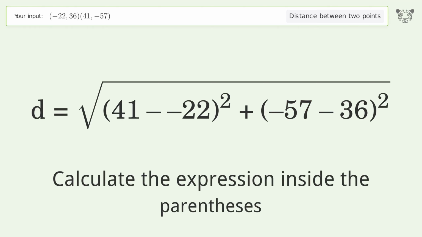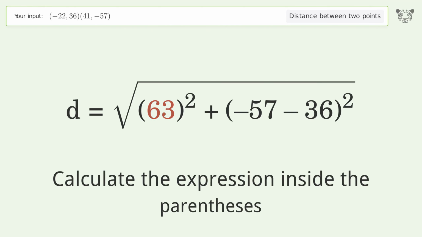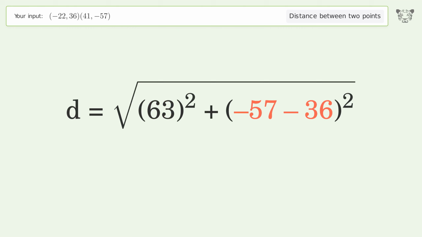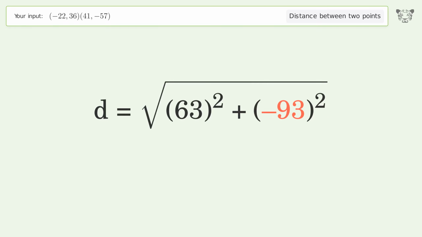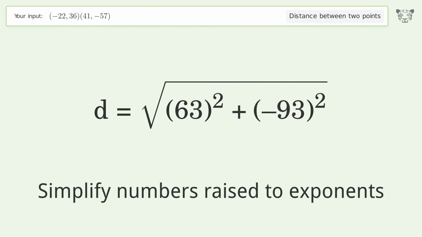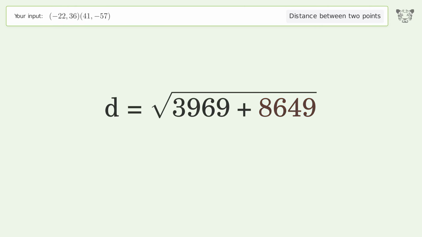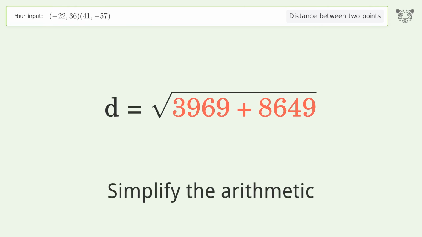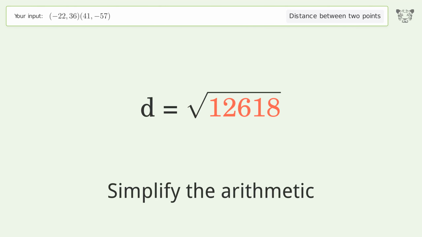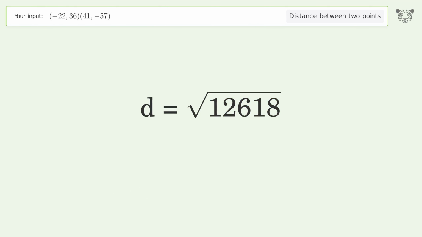Calculate the expression inside the parentheses. Simplify numbers raised to exponents. Simplify the arithmetic. And so the distance between the 2 points is the square root of 12,618, or 112.33.